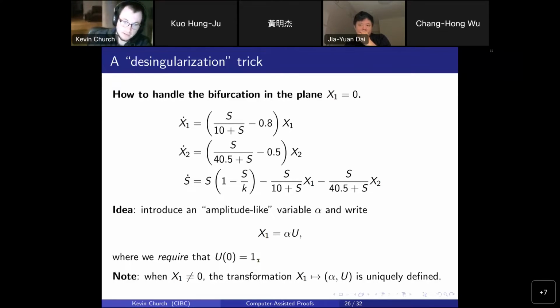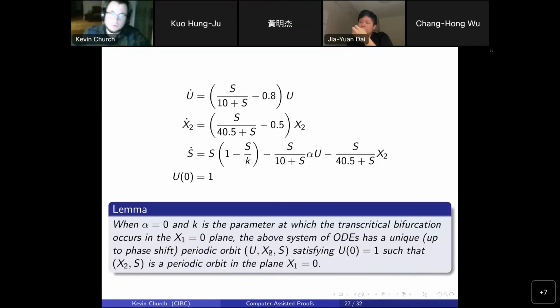But before getting to that, I just want to quickly mention that if x1 is not 0, so we're off of the plane, then this transformation is indeed uniquely defined. I can just define alpha to be 1 over x1 at 0, and similarly, I can define u in terms of that. So it works fine. Now, on the other hand, if alpha is equal to 0, what happens?